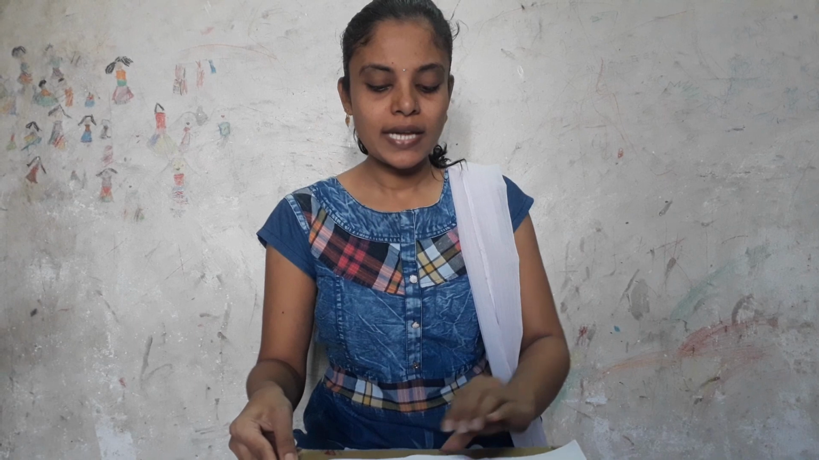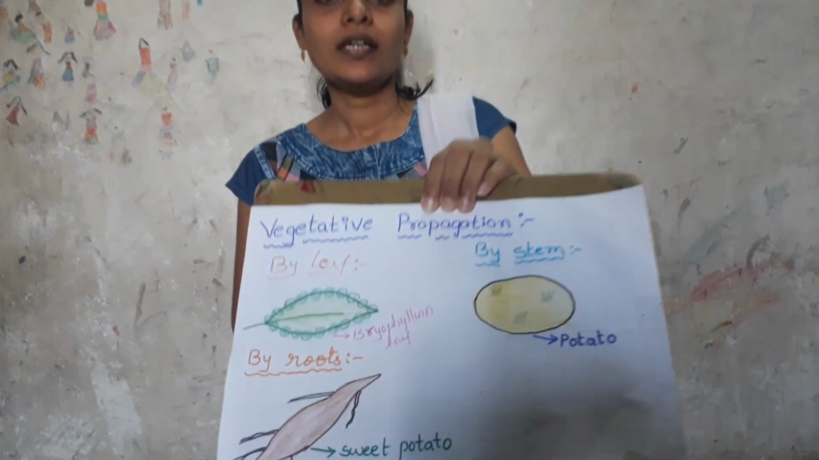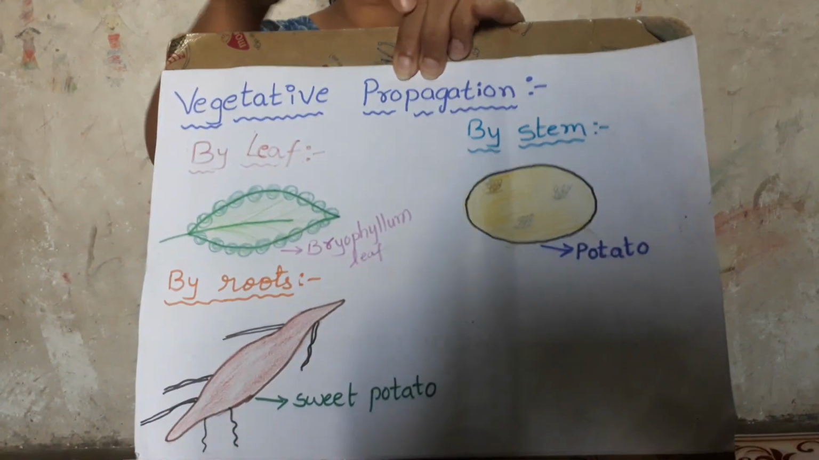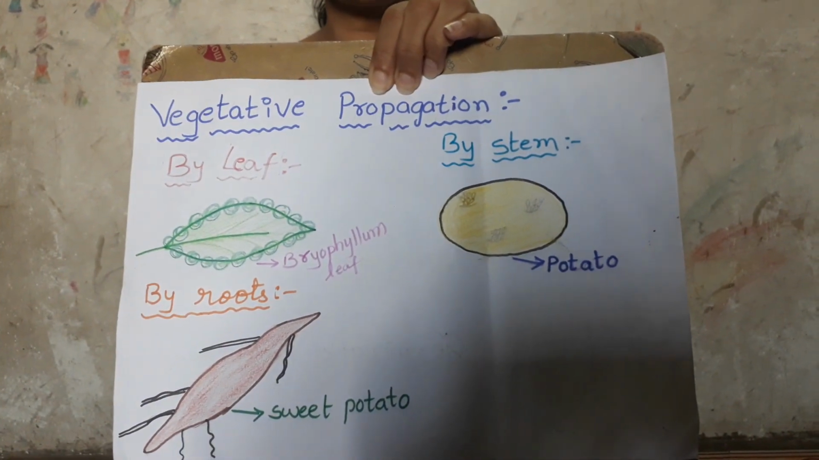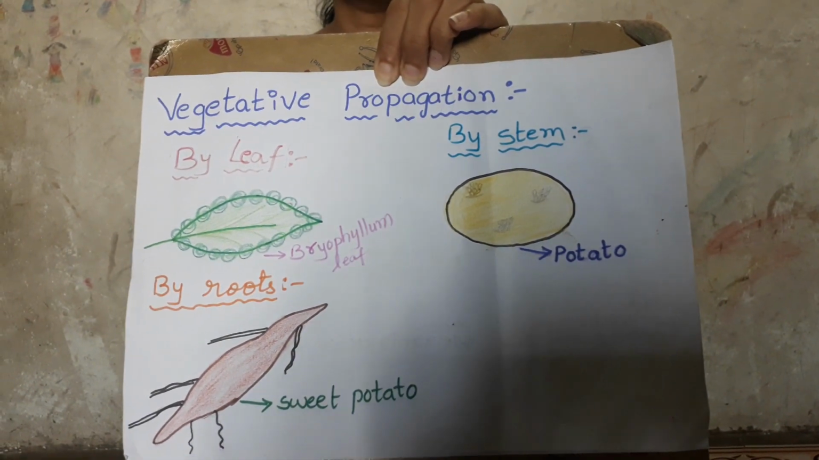Let us discuss briefly about this vegetative propagation. First we will discuss vegetative propagation by leaf. For that I will show you a diagram. Here you can see vegetative propagation by leaf. In this, for leaf, I have taken the example of the bryophyllum leaf.